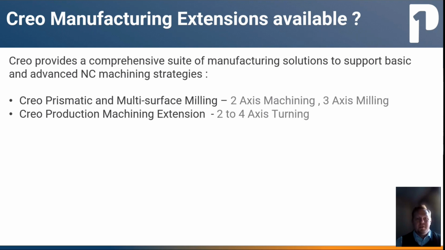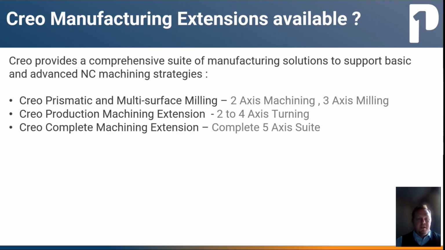Then the Creo Production Machining extension. This offers everything the Prismatic and Milling Surface extension does, plus 2 to 4-axis turning as well. Then lastly, we've got the Creo Complete Machining extension, which offers the complete 5-axis suite of tools.